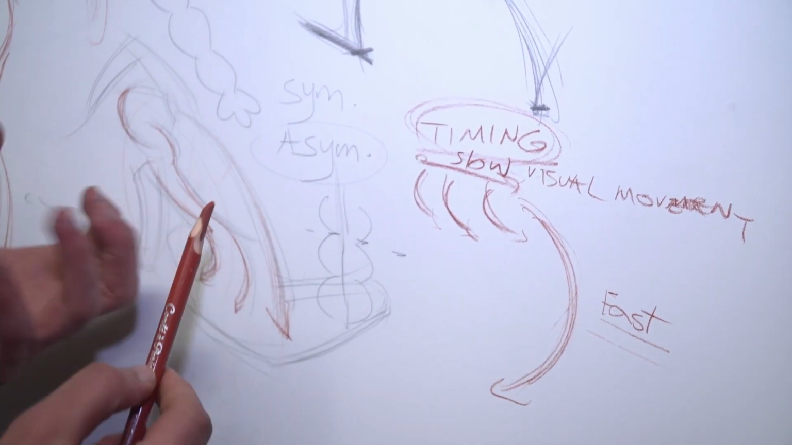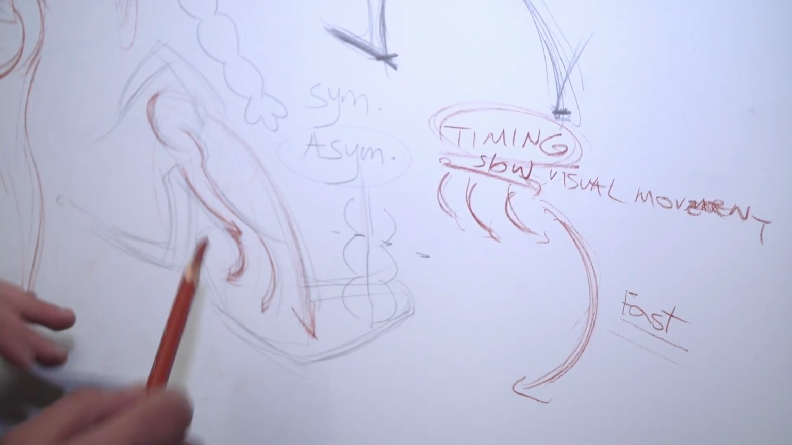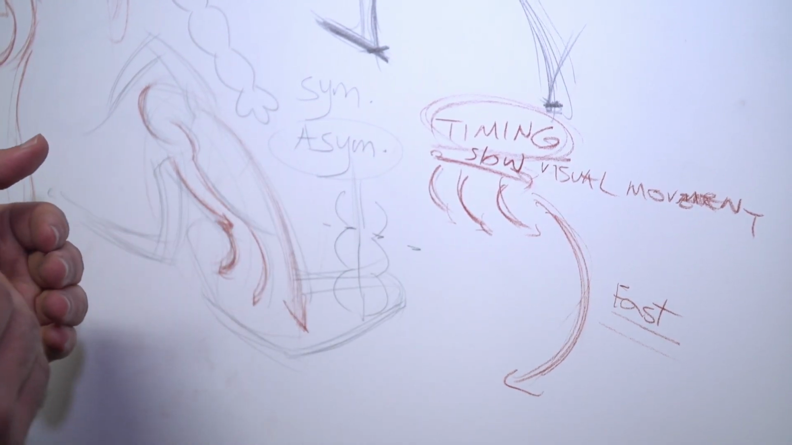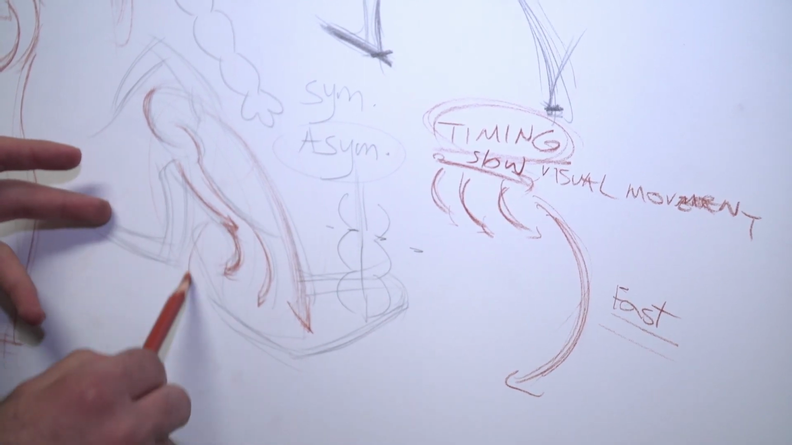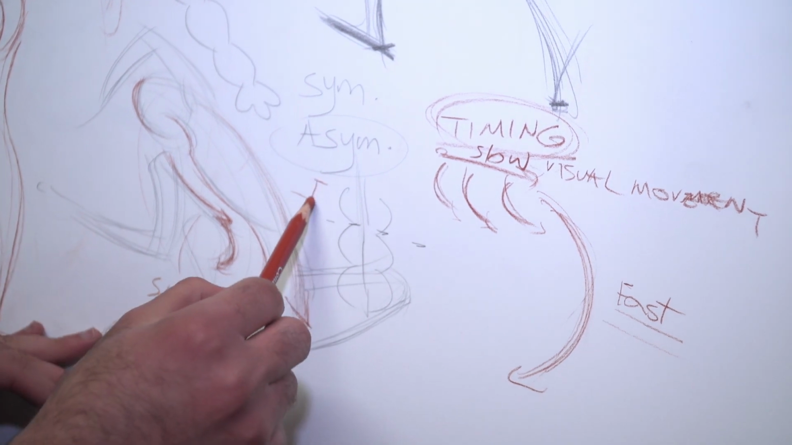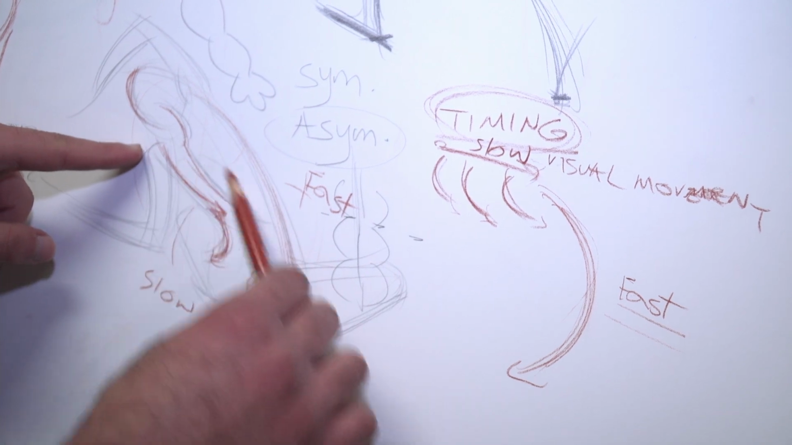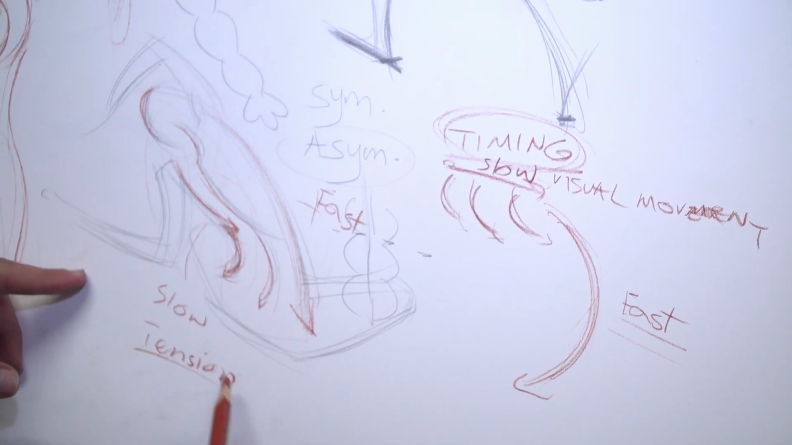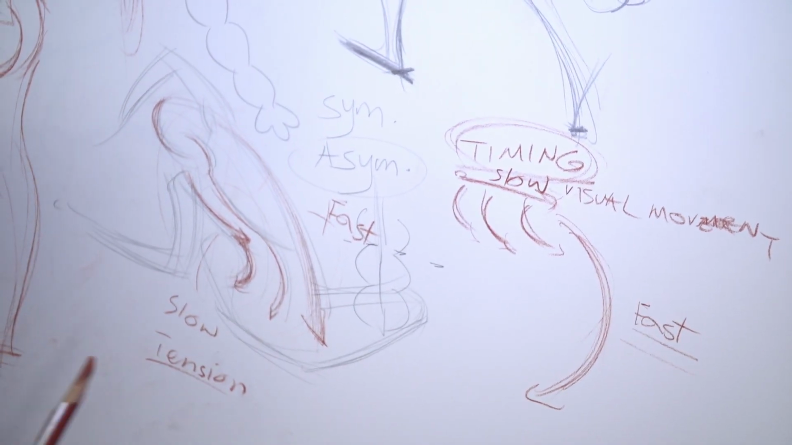You can see on this side we have short lines, and the other part we have a long line. So we have two different, let's say, timing here. On this part we have slow visual movement. On the other part we have a fast visual movement. And also on this part, as you can see, we have tension. So whenever we have tension, the result would be also a slow visual movement, as I said.